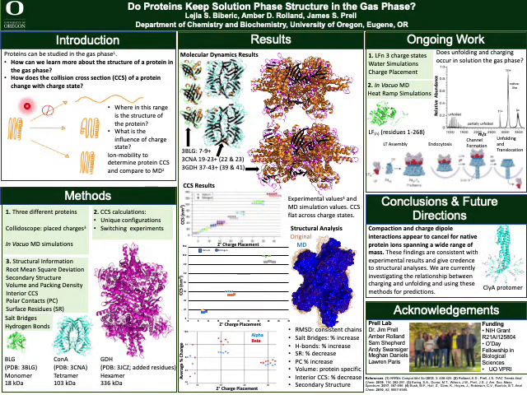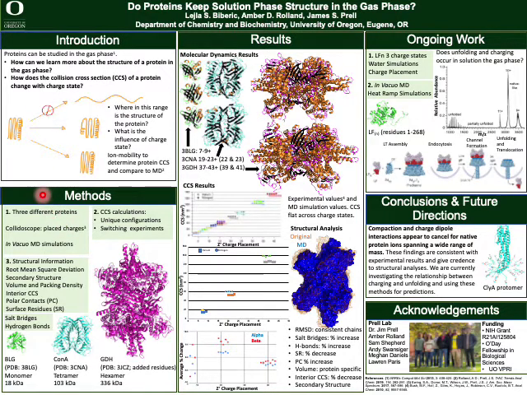So how can we learn more about the structure of a protein in the gas phase when experimental techniques don't work? Here we decide to use molecular dynamics simulations and specifically look at the collision cross-sections, which can be thought of as a protein's shadow area. And we ask the question, how does the collision cross-section of a protein change with charge state?